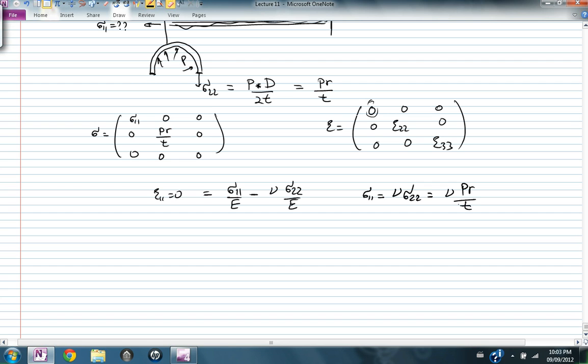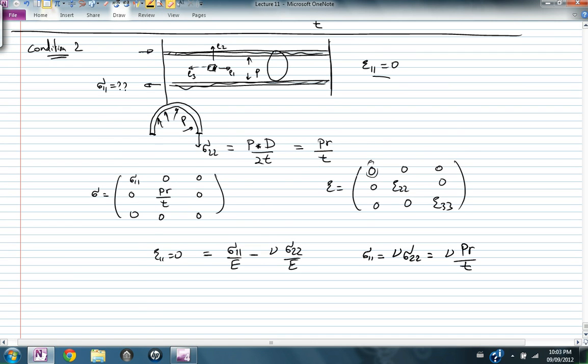So I can find the stress that prevents the pipe from expanding or contracting in the longitudinal direction. And from here, now that I know sigma 11 and sigma 22, I can find epsilon 22, which is equal to sigma 22 over E minus Poisson's ratio sigma 11 over E, and epsilon 33, which is equal to negative Poisson's ratio times sigma 11 plus sigma 22 over E. And epsilon 22 is equal to delta R over R, and epsilon 33 is equal to delta T over T.